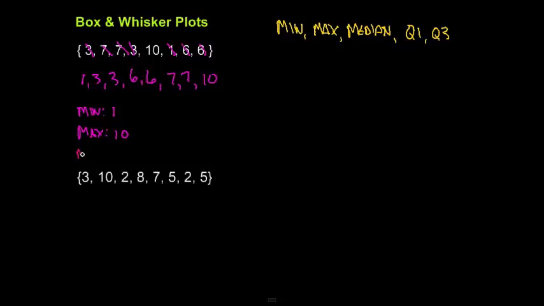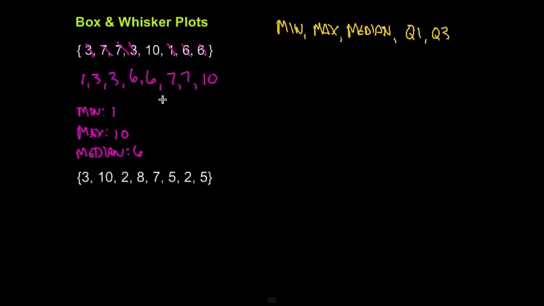Then I need to find the median. Remember, the median is the middle number when our set's in order. So there's 1, 2, 3, 4, 5, 6, 7, 8 values in my data set. And the middle of my set falls right between these 2 6s. There's 4 values smaller, 4 values larger. The average between the 2 6s is still 6. So in this case, the median is going to be 6.